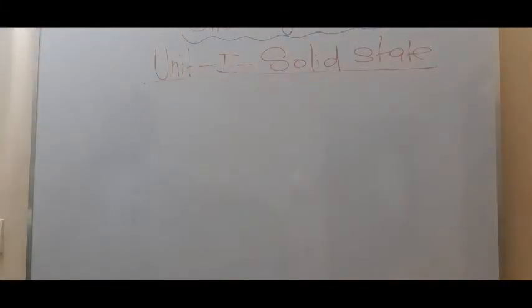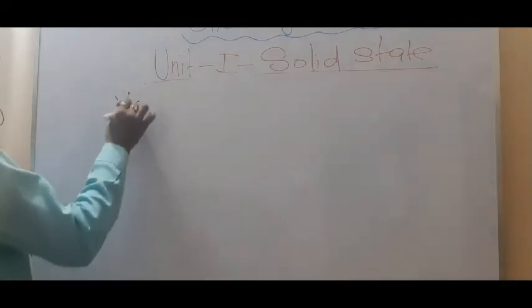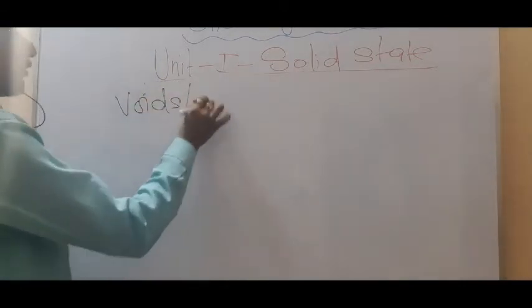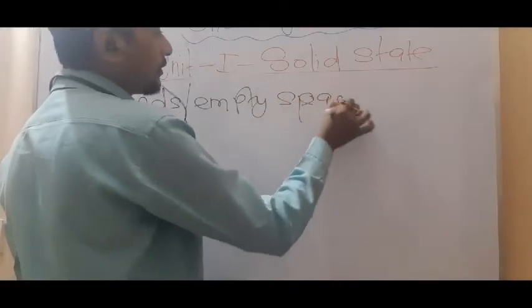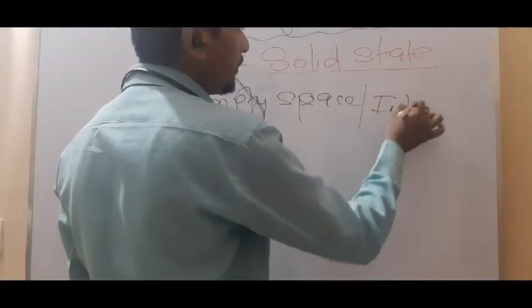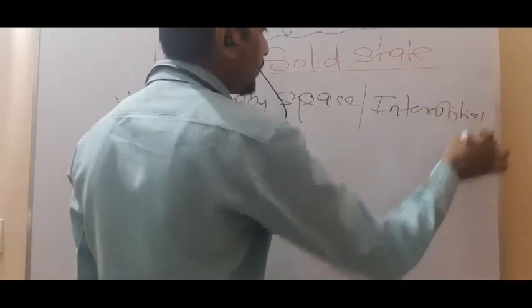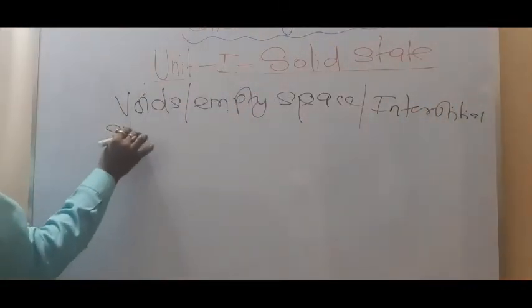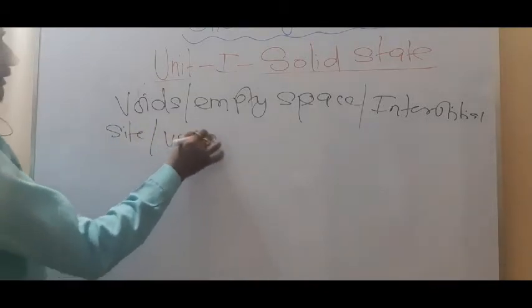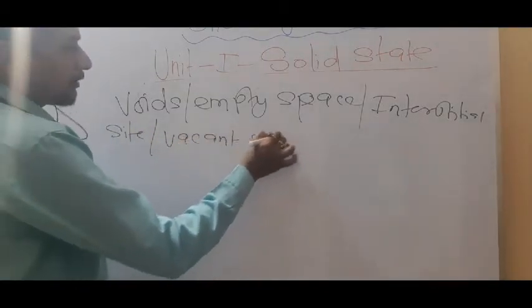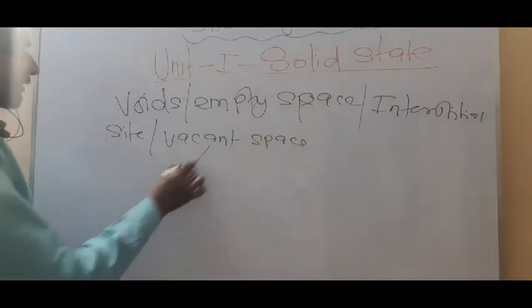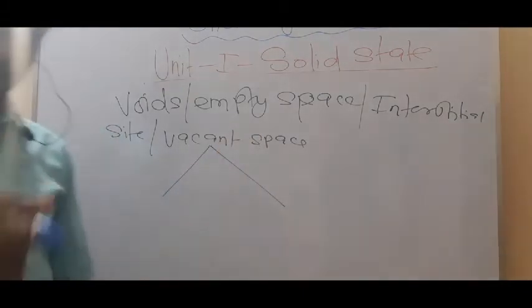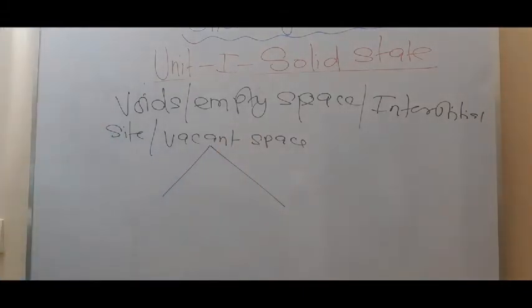Now dear students, let us focus on the voids. So voids, this is also known as empty space. Empty space, this is also known as interstitial site, also known as vacant space. Are you getting this point or not? So here you have to know about the 2 types of voids. What is a void basically? The empty space between the spheres in close packing is known as voids.